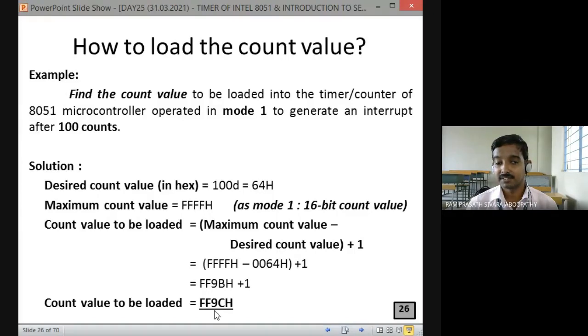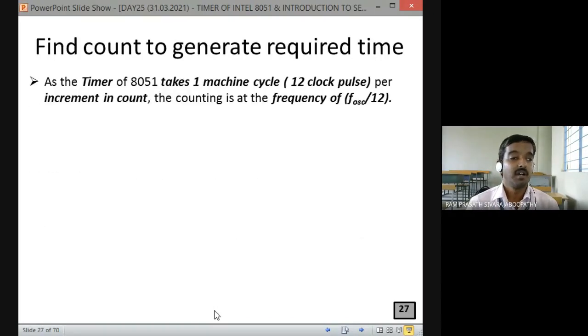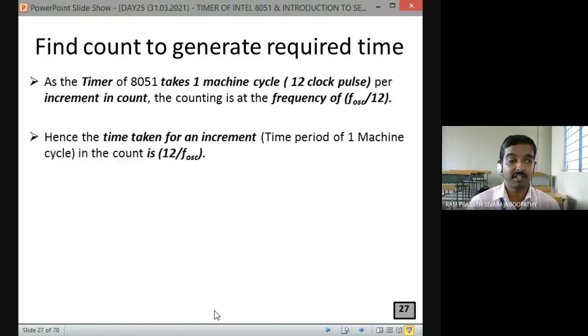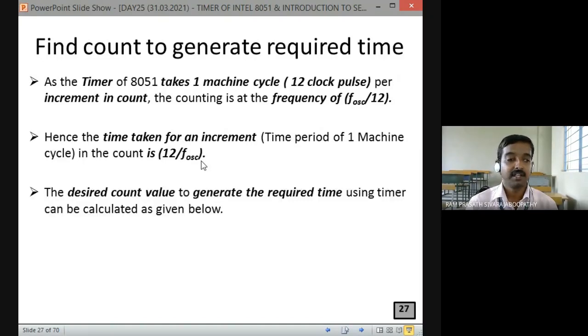Yes, fine. Now, as the timer of 8051 takes one machine cycle, 12 clock pulses per increment in count, the counting rate is FOSC by 12. This is all known to us. Hence, the time taken for an increment is given by 12 by FOSC. If the frequency of operation is divided by 12, what will be the time taken? 12 by FOSC. Fine. The desired count value to generate the required time using the timer can be calculated as follows.